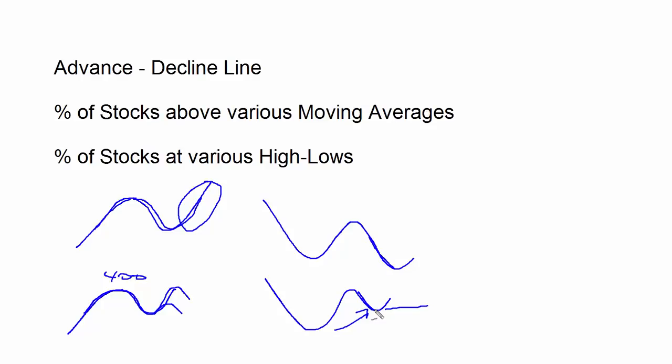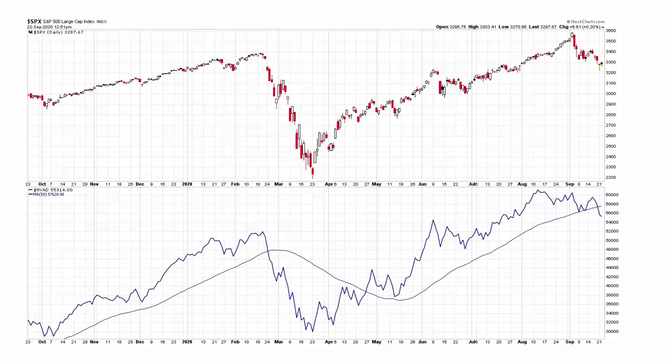So breadth gives you a way of, instead of applying certain criteria to the overall market, applying it to a group of stocks and essentially asking how many stocks within this group meet the criteria. All right, so let's go through these various indicators, and we'll get a state of what's going on right now.